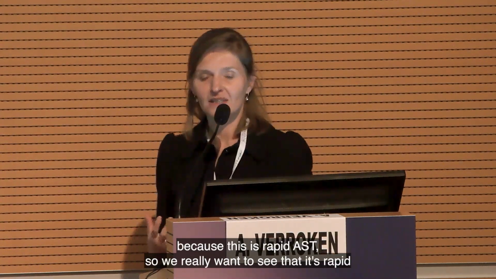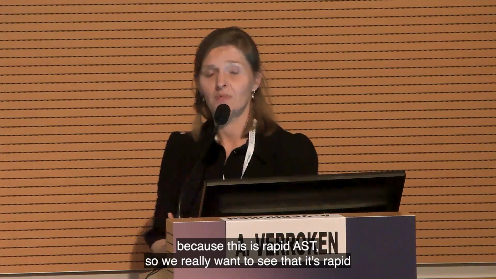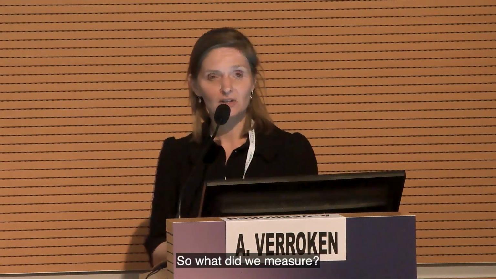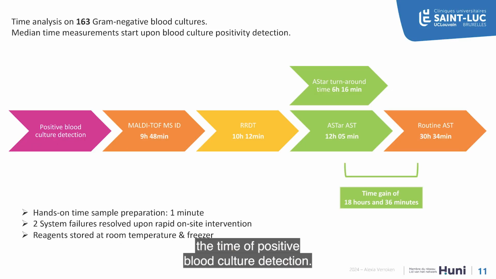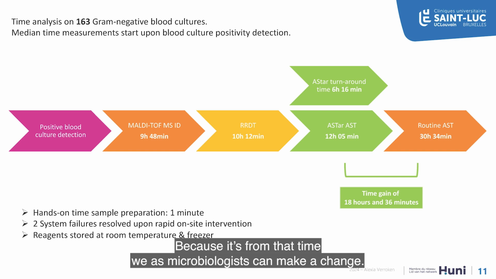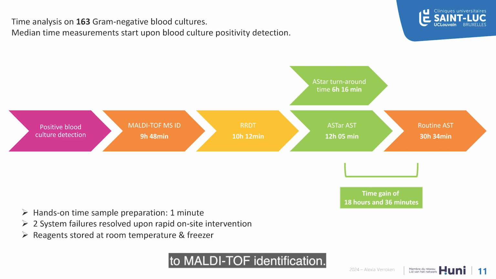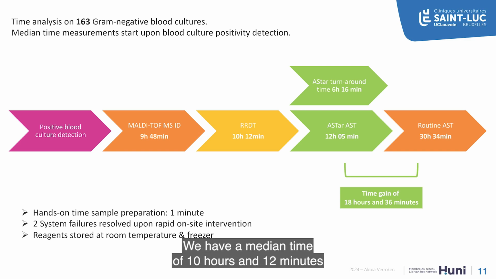Now some information about the time analysis, because this is rapid AST, so we really want to see that it's rapid and that it has some consequences on the patient. So what did we measure? All our time measurements started at the time of positive blood culture detection, because it's from that time that we, as microbiologists, can make a change. So we had a median time of 9 hours and 48 minutes to MALDI-TOF identification. That's our routine approach. We have a median time of 10 hours and 12 minutes towards the result of the rapid resistance detection test.